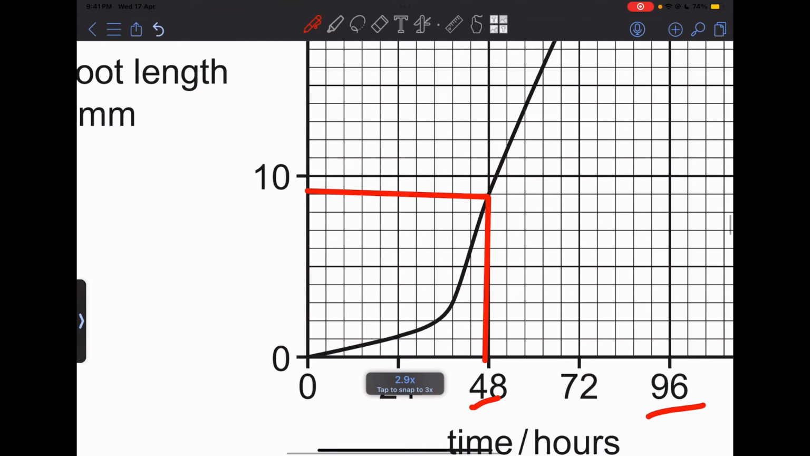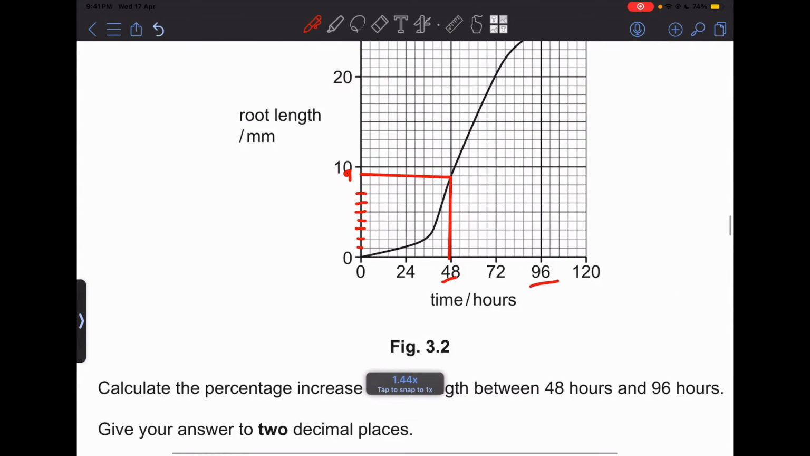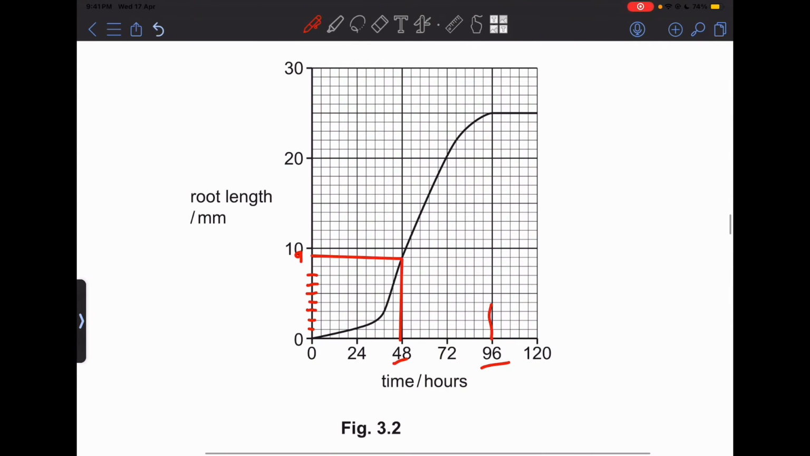So this is basically 9. You're going to be counting down all the small blocks, and this is going to give you 10 blocks. So 10 divided by 10, basically it's 1. So each block represents 1. So this is 9. Now for the 96 hours one, you're going to be drawing a line until you meet the curve, and then drawing another line towards the axis. This is basically 25 over here.